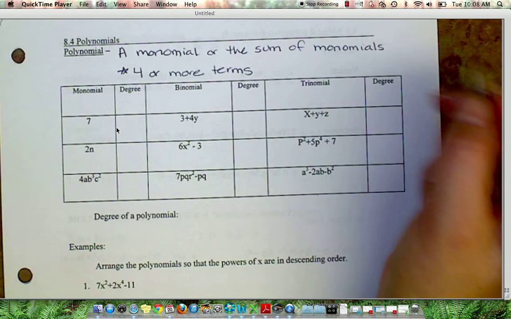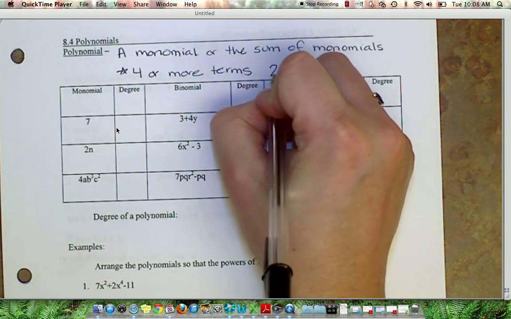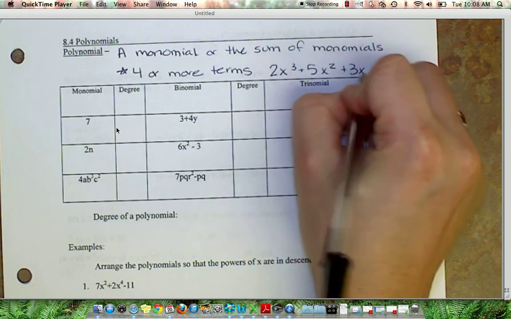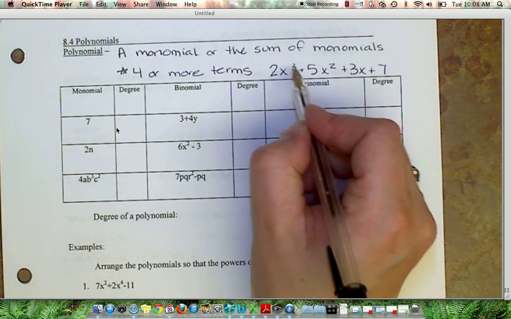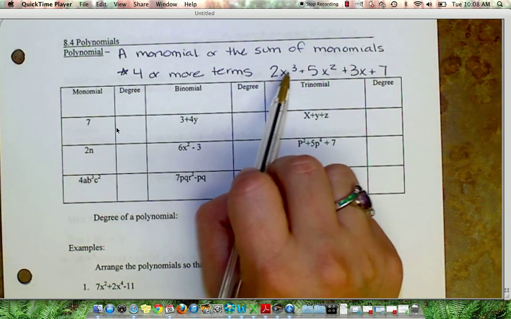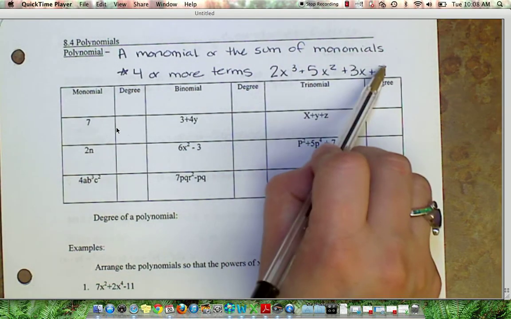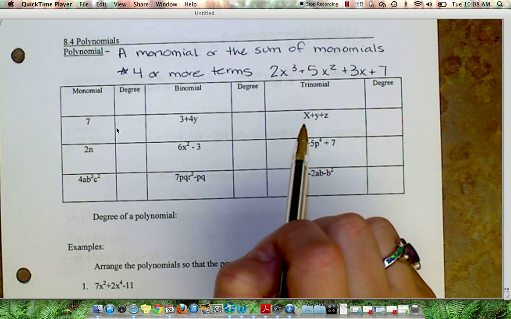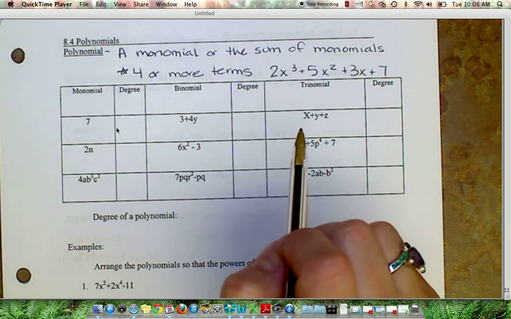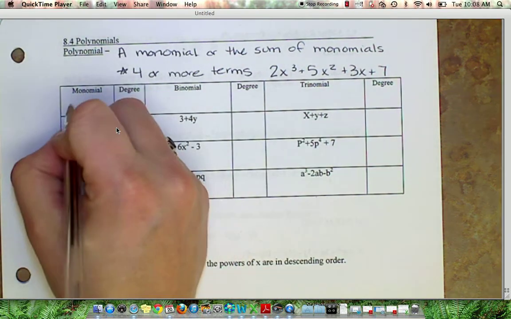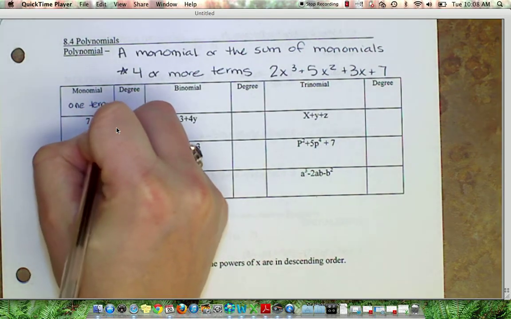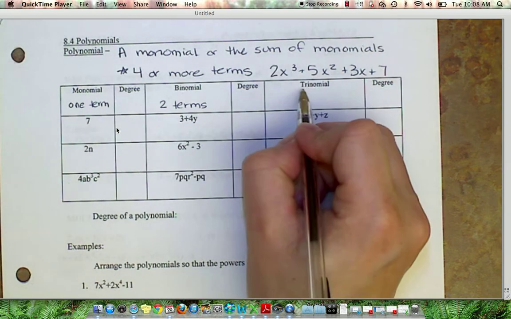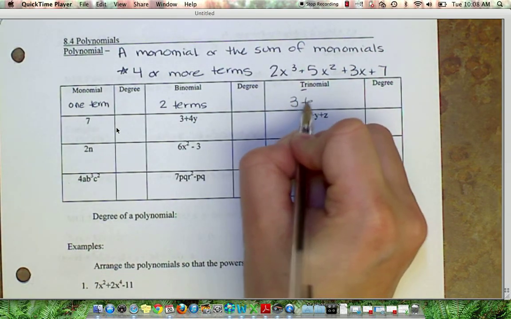Okay, so for instance, this would be a polynomial because terms are separated by addition and subtraction. So this is term 1, term 2, term 3, term 4. So it's got 4 terms, so we would call that a polynomial. The other categories we have are monomials, which are just 1 term, binomials, which are 2 terms, and trinomials, which are 3 terms.